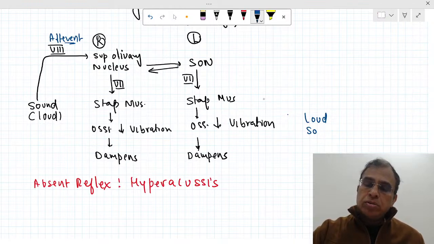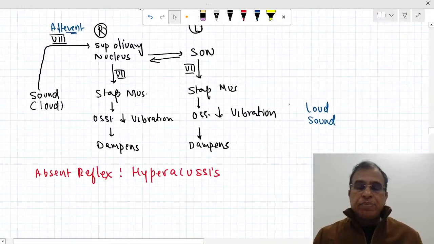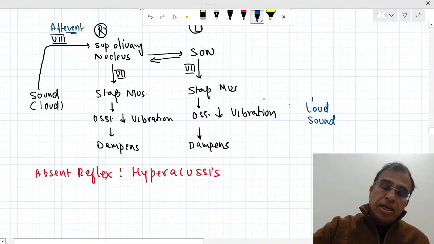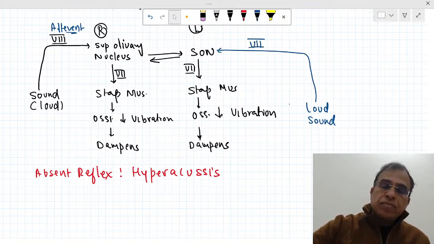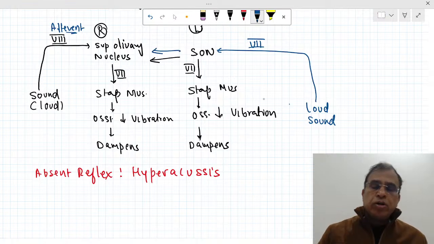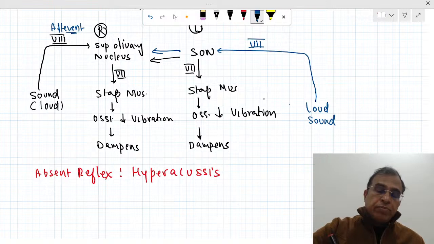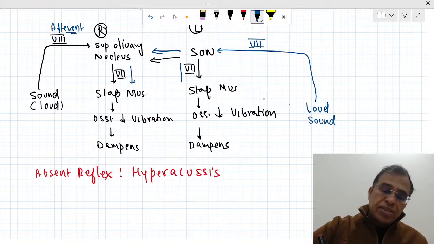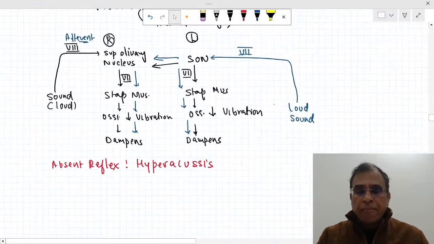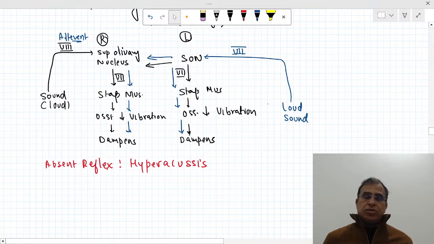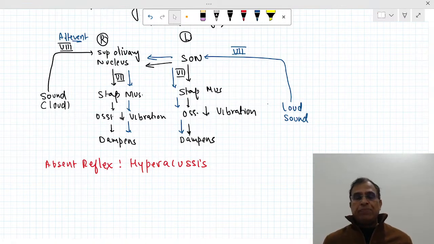If I give loud sound to the left side, the same thing will happen but from the other side. This time the left side 8th nerve will carry the signal to the left side superior olivary nucleus. I am drawing the left side with blue color, and this will go to the left superior olivary nucleus to the right side. Then both the 7th nerves will bring the signal to both the muscles, and the muscles will contract, and both sides will have a reflex, which is very obvious. So whether you give loud sound to the right side or the left side, the reflex will happen to both the sides in a normal person all the time.